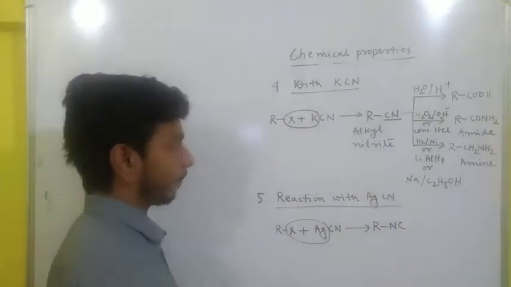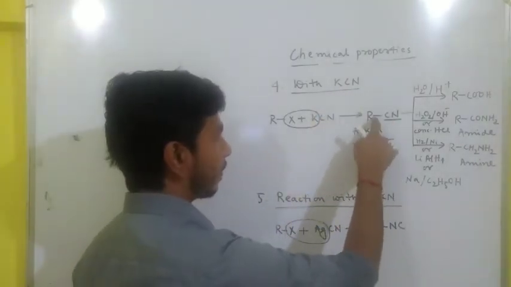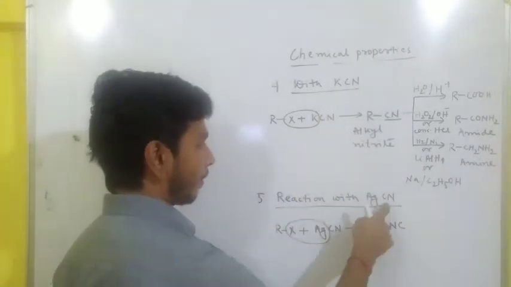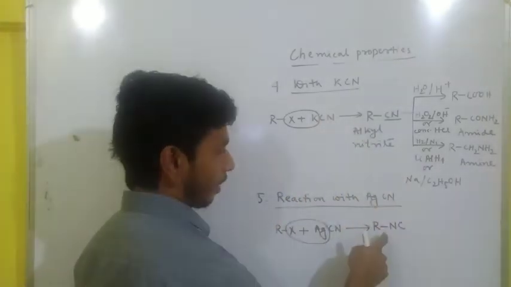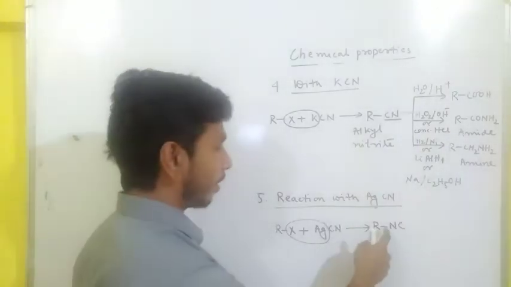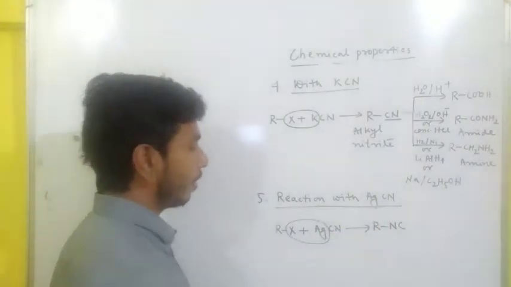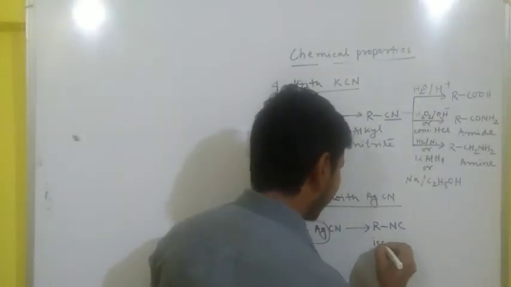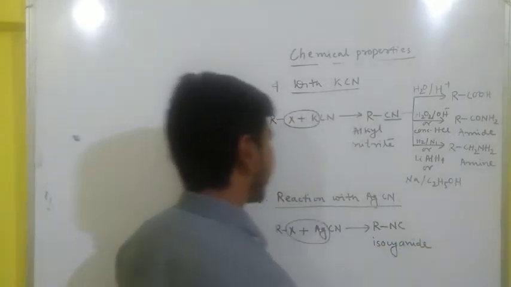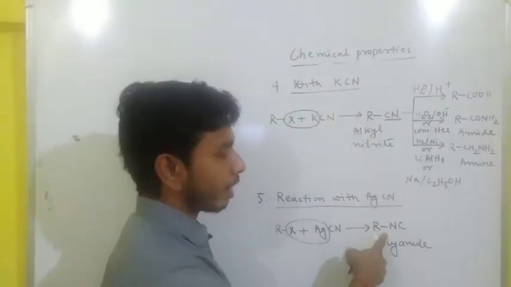If we use KCN, we get RCN, that is the bonding is taking place with carbon. But if we use AgCN, we get RNC, which is called isocyanide. Here bonding is taking place with nitrogen. So with silver cyanide, we are getting the isocyanide.